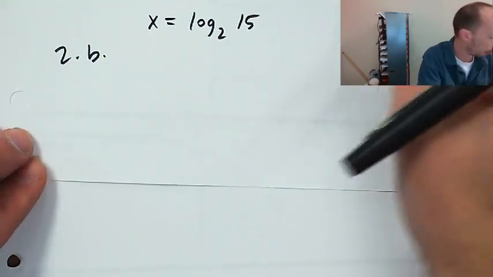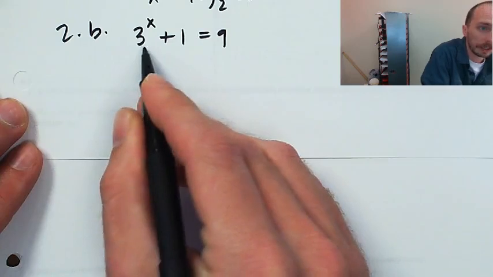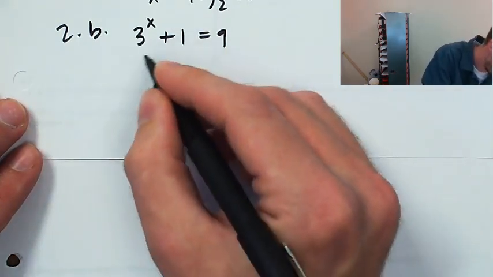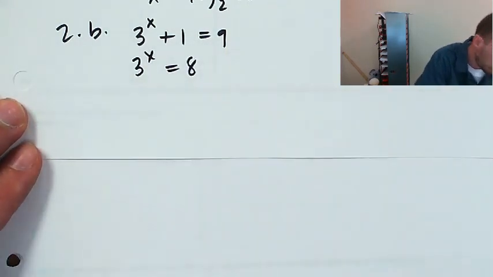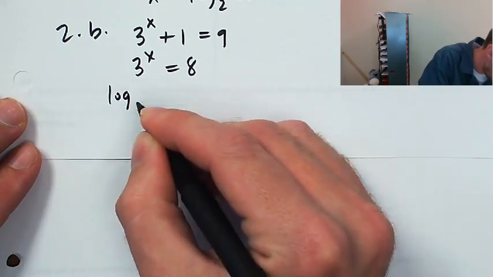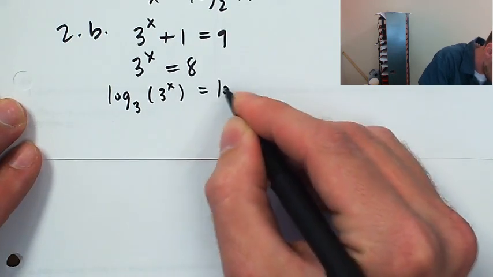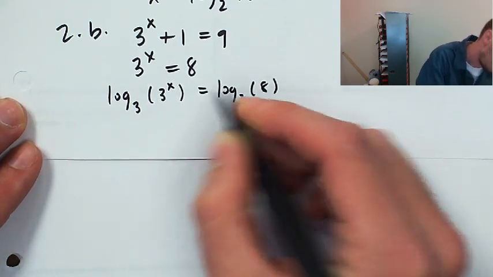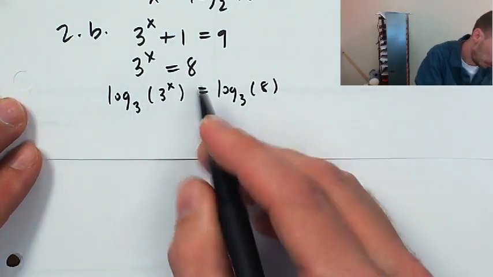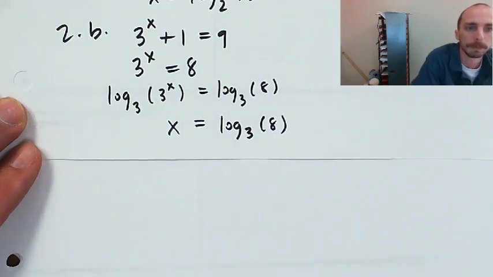Nope, that's not going to be too ambitious. 3 to the x plus 1 equals 9. Okay, trying to get at that 3 to the x, so I'm going to subtract 1 from both sides. Okay, now that I've got it here, I don't really have anything else to do besides just say log base 3 of both sides. Try to get that variable down out of the exponent. This will give me x, and that'll be log base 3 of 8.